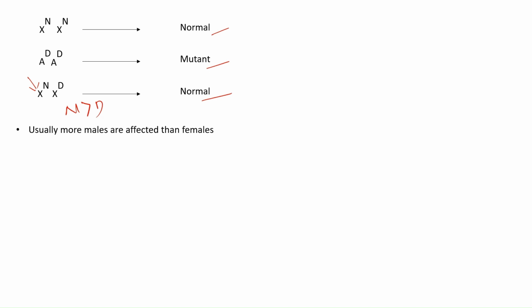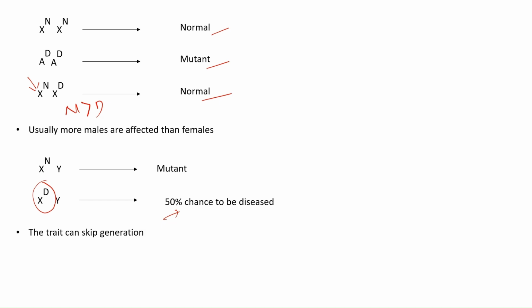Now, usually for such disorders, males are affected more compared to females. In case of males, because they have only one X chromosome, the presence of even a single diseased allele will cause the disease. The character can skip a generation because it is recessive.